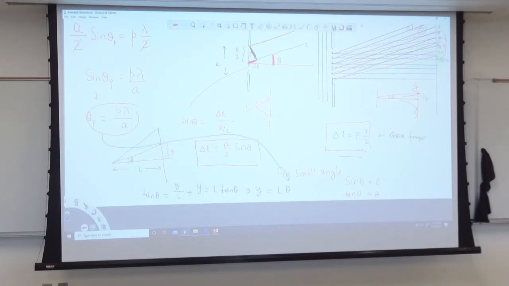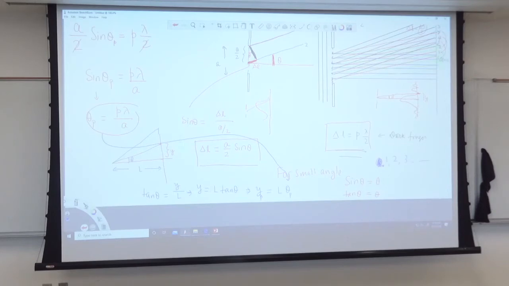So for different dark patterns, we can use P here for subscript. So P would be 1, 2, 3, and so on. You can even include 0 also. 0 would be for the middle one, or there's no 0. For this one, there's no 0 because the center one is the bright one. So we only have one. We start this from 1 because the center one doesn't form the dark pattern.